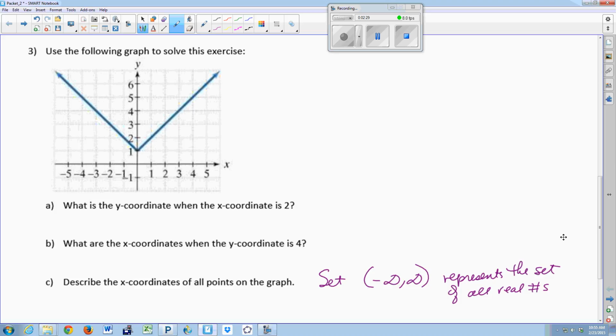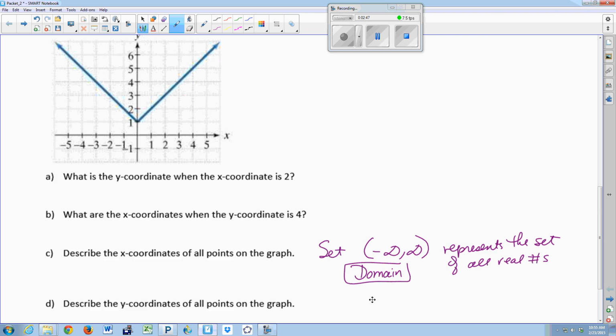So this is a set. It's a set of all the input, and we're going to formalize the name of this set today. We're going to be calling this the domain for this particular graph, the domain. I'm just going to give it to you now. It's a set of all inputs. Okay. We'll revisit that definition again.